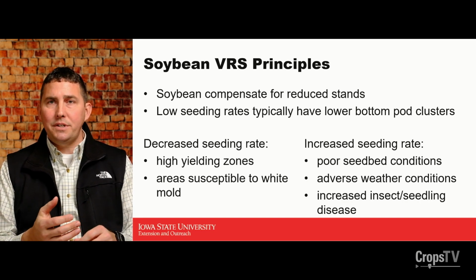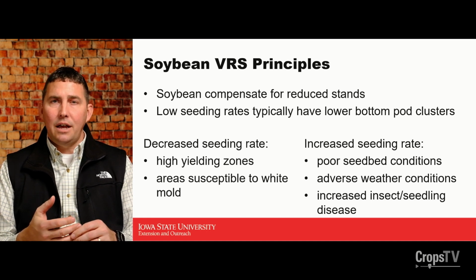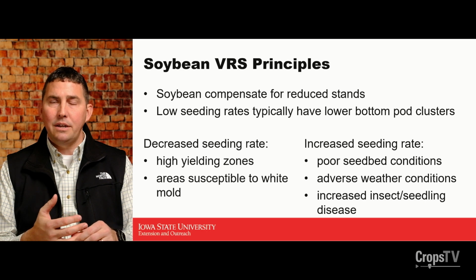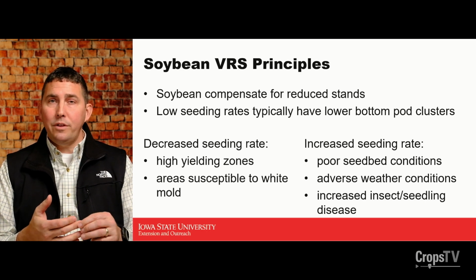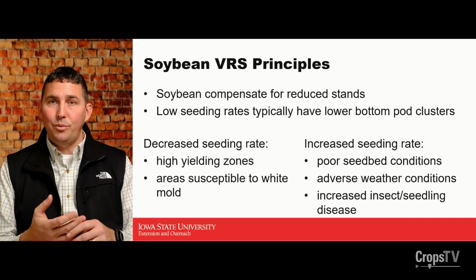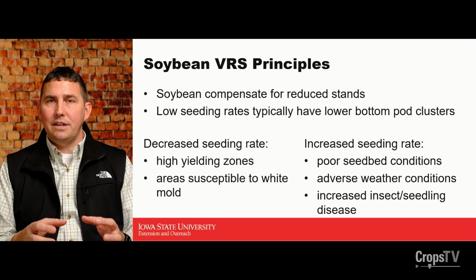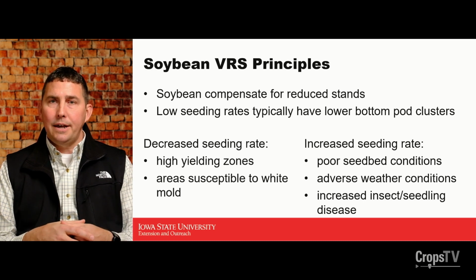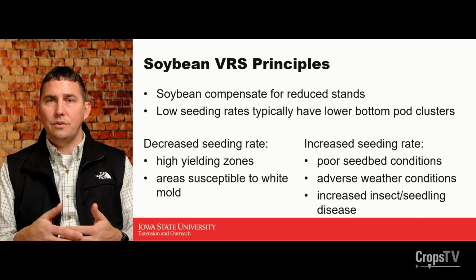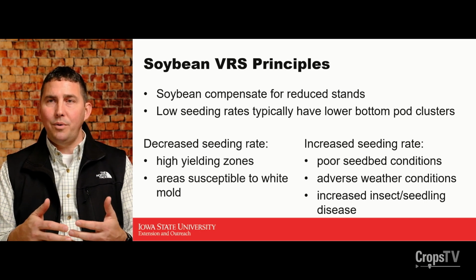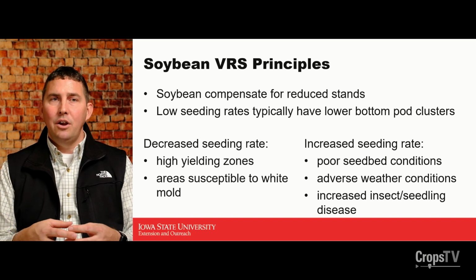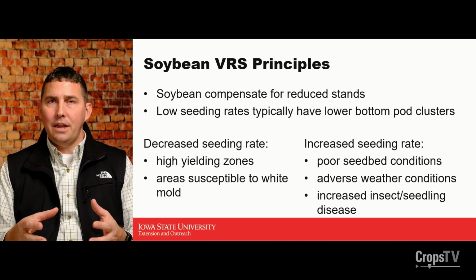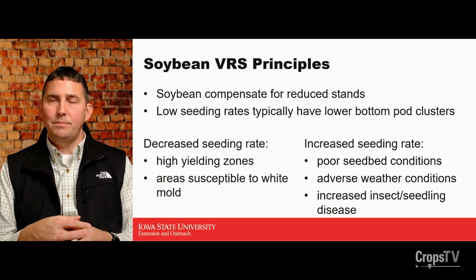Increasing the seeding rate applies to poor seedbed conditions, so this may be compacted areas, or situations where we might be expecting soybean crusting. Weather conditions that are not ideal, so cold and wet are the main ones I'm concerned with there. And then insect and seedling disease issues. If we have increased pressure, it might be from cover crops, or something like iron deficiency chlorosis or soybean cyst nematodes, right? Where we're either expecting to lose more plant stand or we have more stunted plants. The idea is to increase that seeding rate a little bit to help offset that.